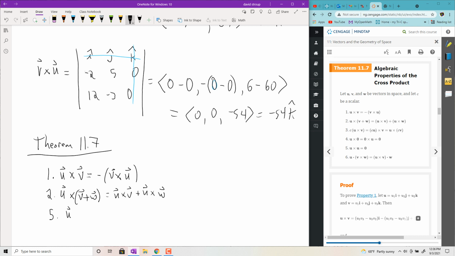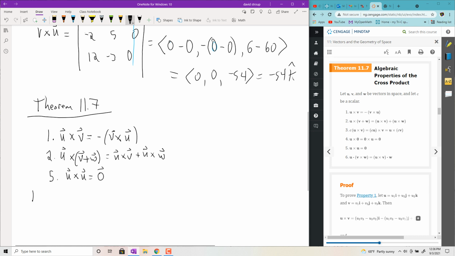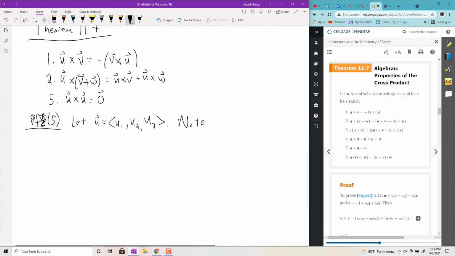Let's look at another. If you take a cross product of a vector with itself, it's just going to equal the 0 vector. We could actually prove number 5. Okay, so let's let our vector U in space be described by the components U1, U2, U3, and then note from the way we've defined the cross product, U cross U is equal to the determinant with rows i, j, k; U1, U2, U3; U1, U2, U3.